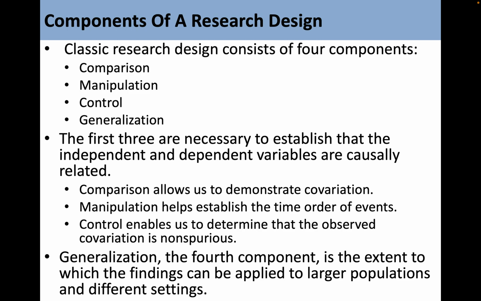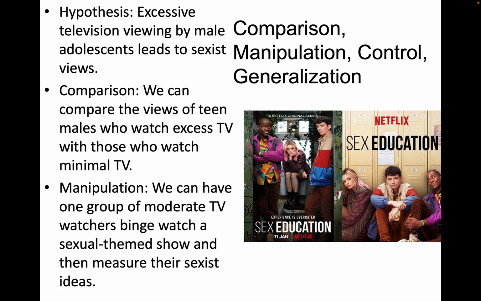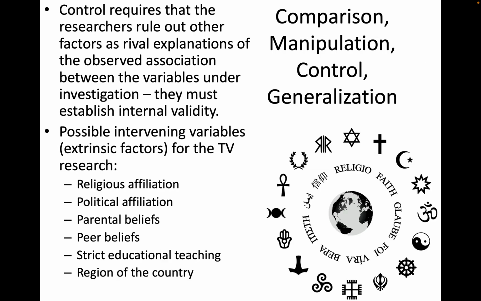And we're going to talk about cross-sectional research in just a second. Hypothesis: excessive television viewing by male adolescents leads to sexist views. Comparison: we can compare the views of teen males who watch excess TV with those who watch minimal TV. Manipulation: we can have one group of moderate TV watchers binge watch a sexual themed show and then measure their sexist ideas. Control requires that the researchers rule out other factors as rival explanations of the observed association between the variables under investigation. They must establish internal validity.